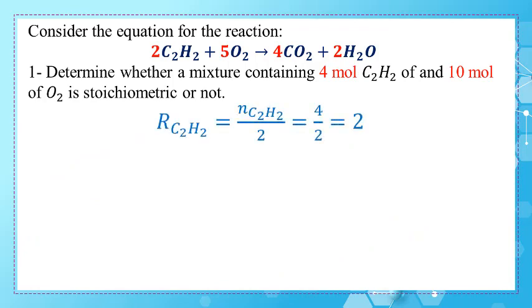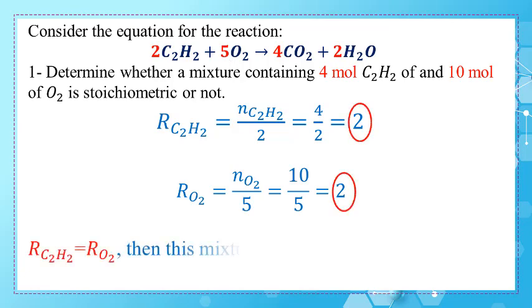Ratio of C2H2 equals number of moles of C2H2 over 2, equals 4 over 2, equals 2. The ratio of O2 equals number of moles of O2 over 5, equals 10 over 5, equals 2. We notice that the ratios are equal. Then the mixture is a stoichiometric mixture.